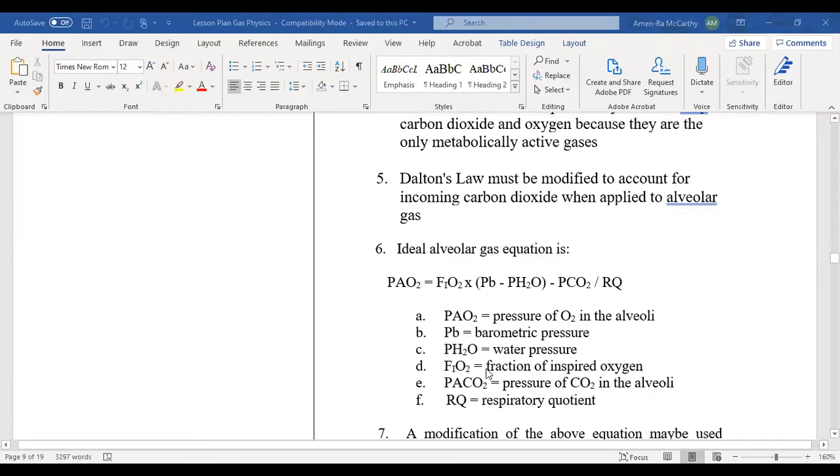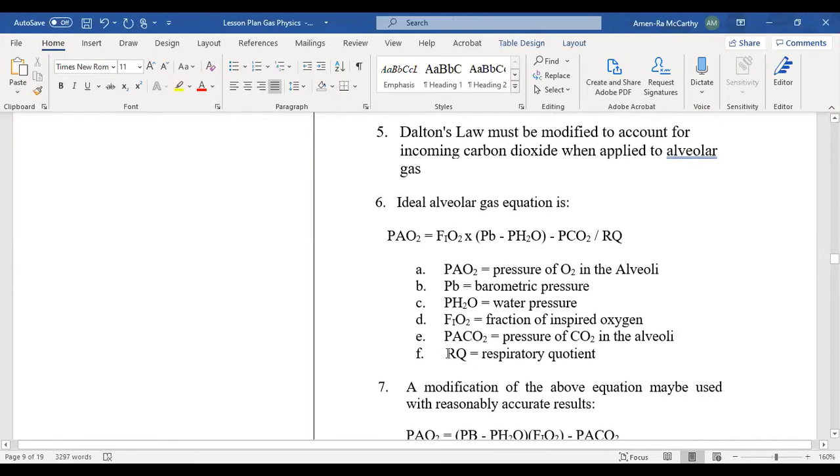And of course, this tells you everything right here. PA is the pressure of O2 in the alveoli. In fact, let me make that a capital A. PB is barometric pressure. PH2O is the water pressure. FiO2 is the fraction of inspired oxygen. P big A CO2 is the pressure of CO2 in the alveoli. And the RQ is the respiratory quotient.